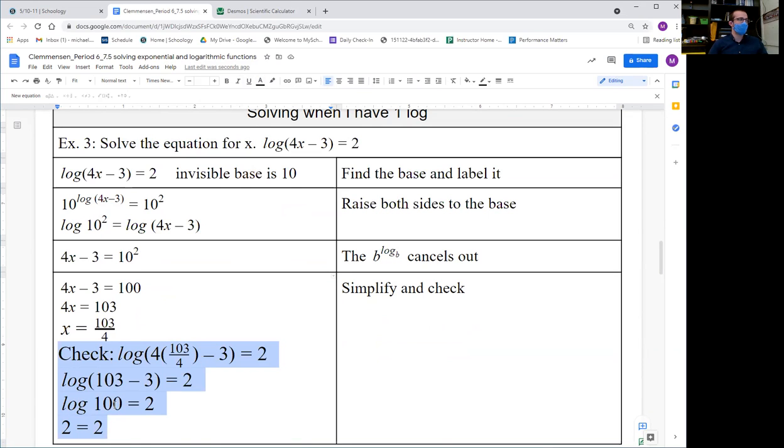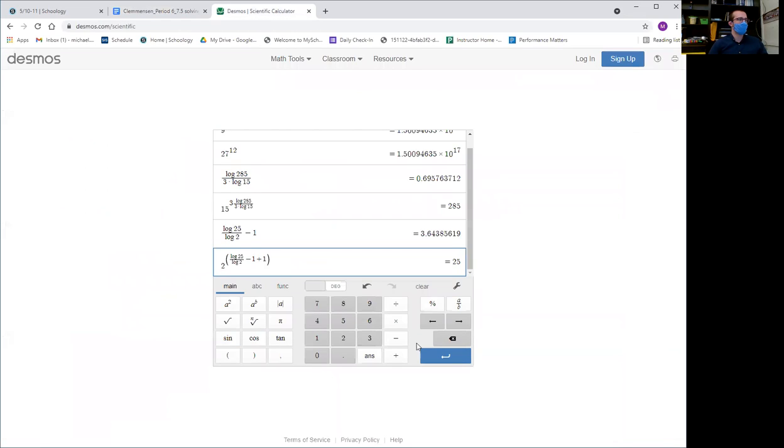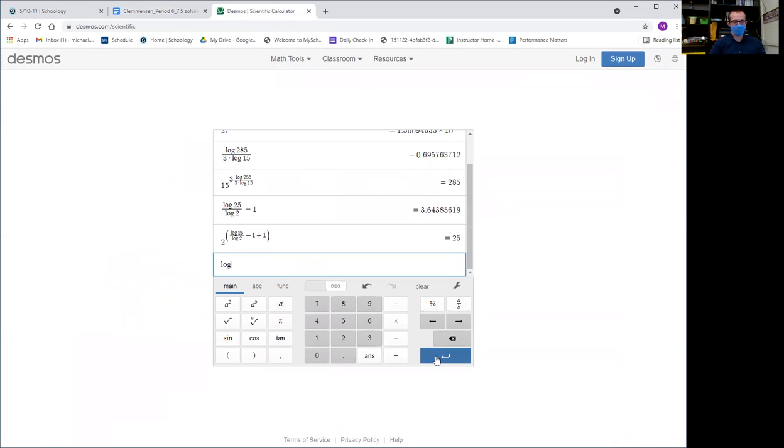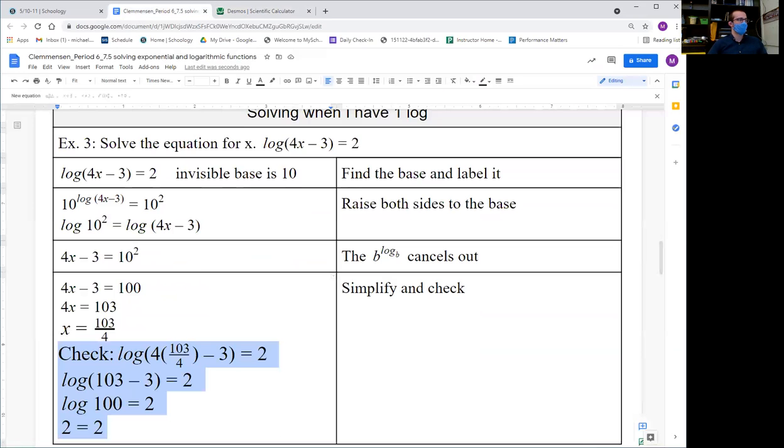And then to find out what the log of 100 is, I can just plug it into my calculator. Log 100 equals 2. That's what I wanted it to be, so we are good. I would put a check mark right here, highlight this, put a nice little green mark there. That's our correct answer.